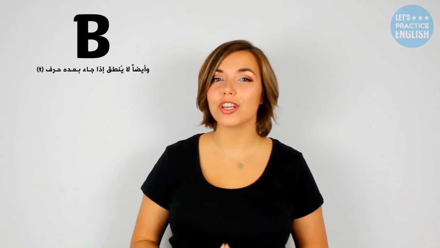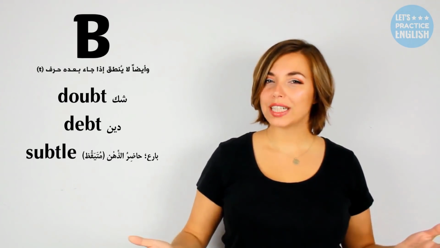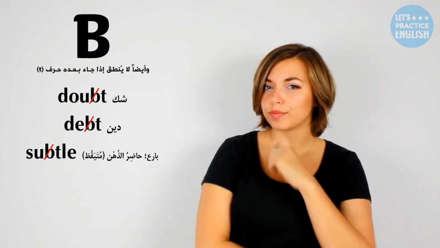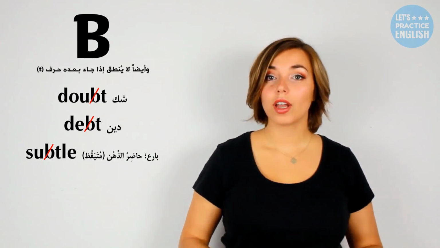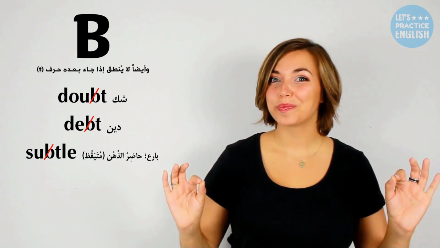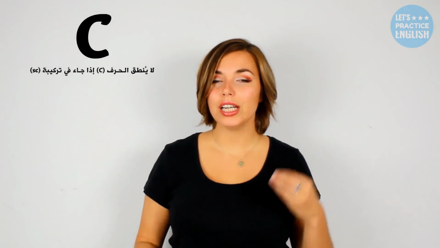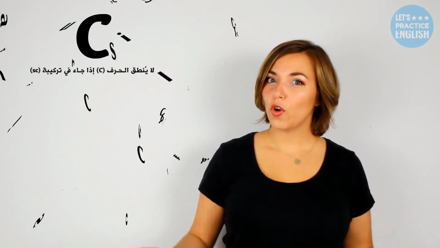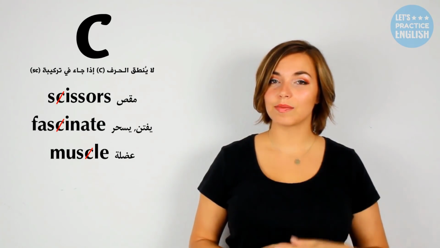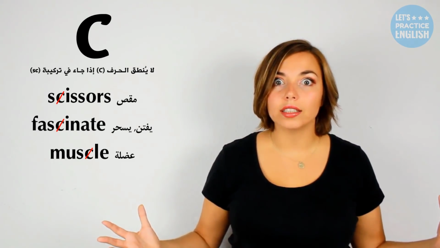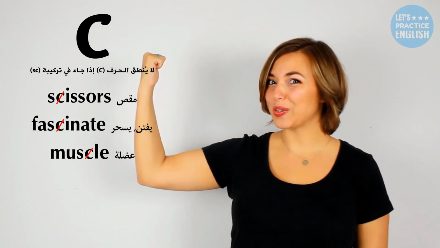The letter B is also not pronounced after the letter T. For example, doubt, debt, subtle. Letter C. The letter C is usually not pronounced in the combination SC. For example, scissors, fascinate, muscle.